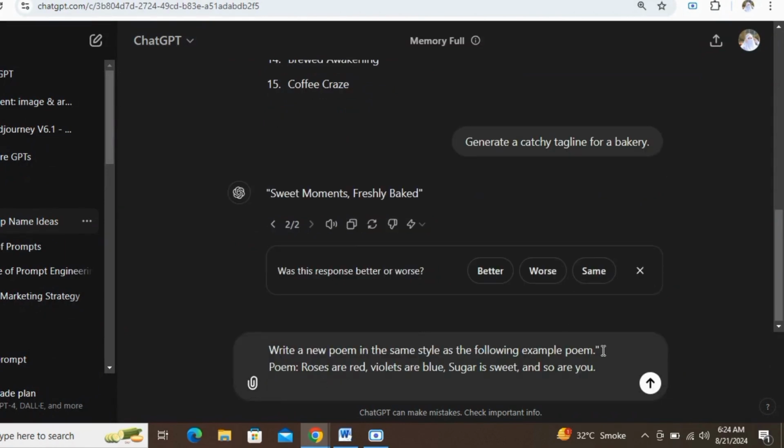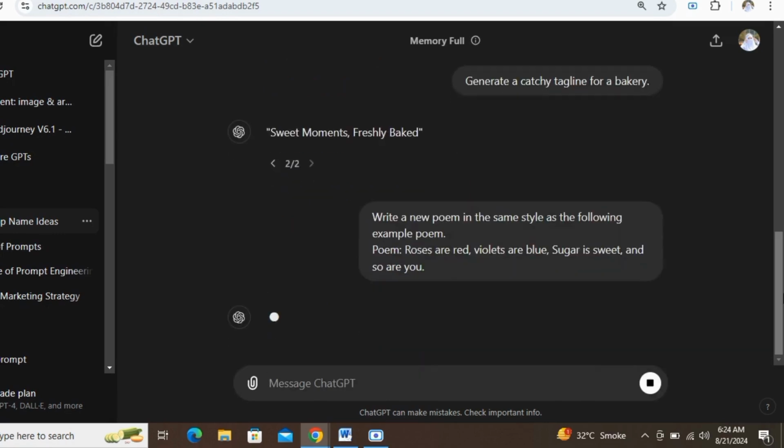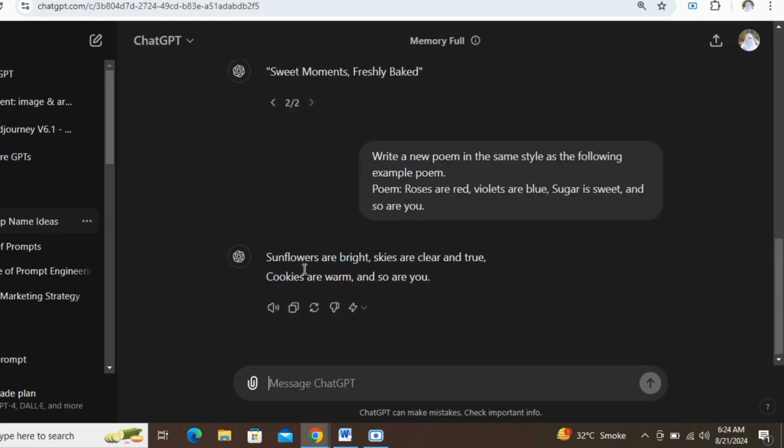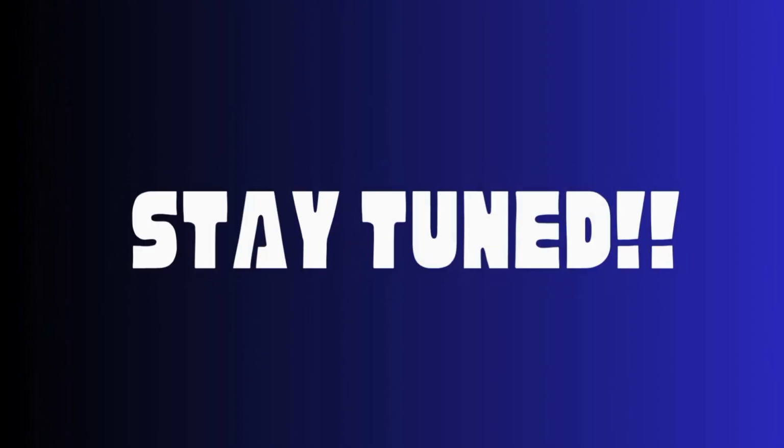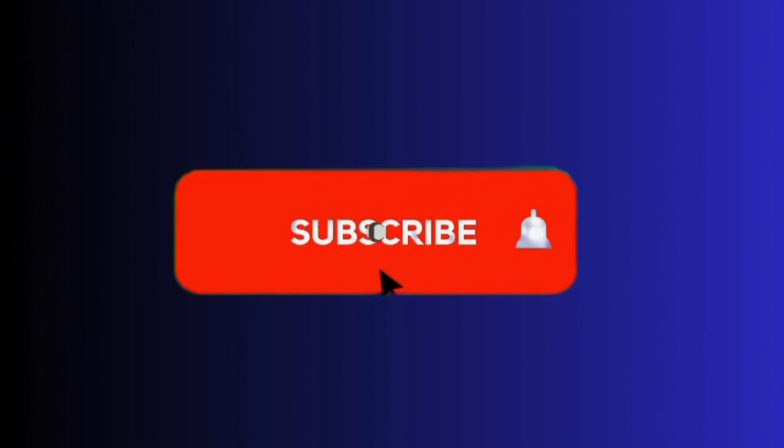So, there you have it, folks. Play around with these methods and see how they can enhance your projects. Keep experimenting, keep learning, and keep creating amazing things with AI.